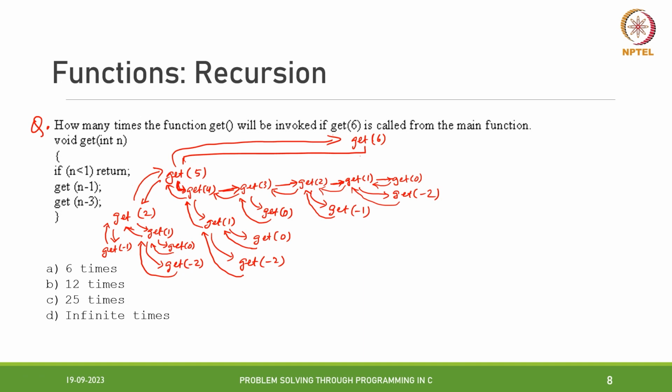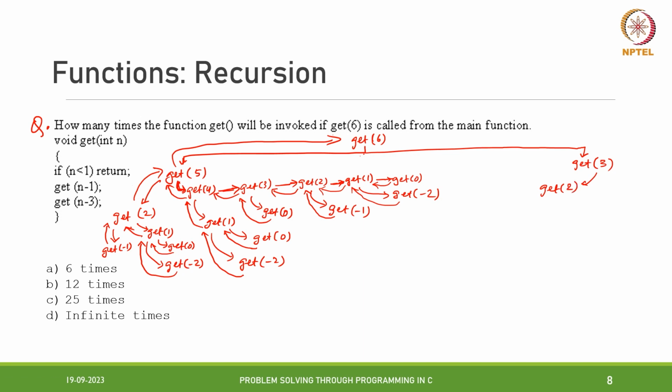Now what will get of 6 do? It has done the n minus 1 part. Now you will have an n minus 3 part. Okay, so the n minus 3 part, what will it be? Get of 3, because 6 minus 3. Now again this get of 3, the condition is not satisfied, so it will call n minus 1, which is get of 2.